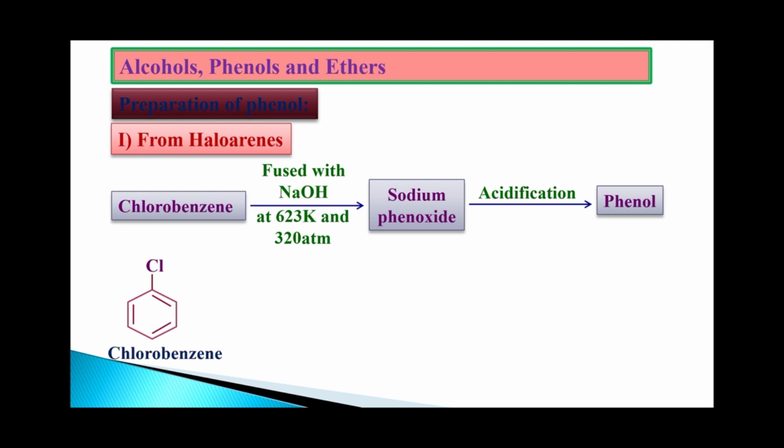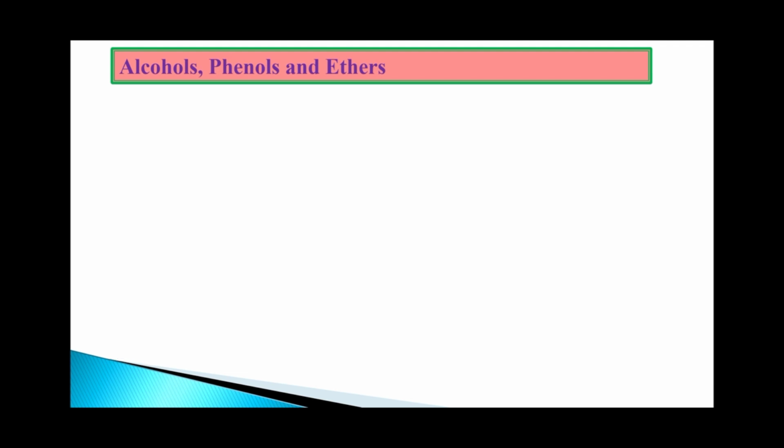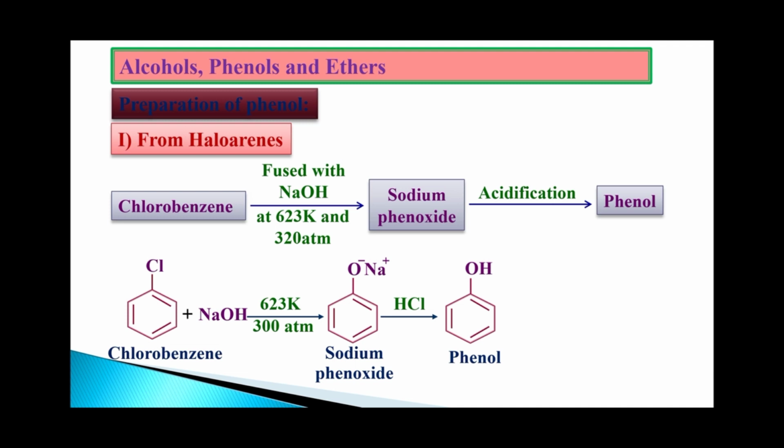Chlorobenzene, when fused with NaOH at a temperature of 623 Kelvin and 300 atmospheric pressure, gives sodium phenoxide, which is further treated with dilute HCl. We get phenol, and the byproduct will be NaCl. The NaCl is liberated as a byproduct, easily dissolves in water, and can be separated.